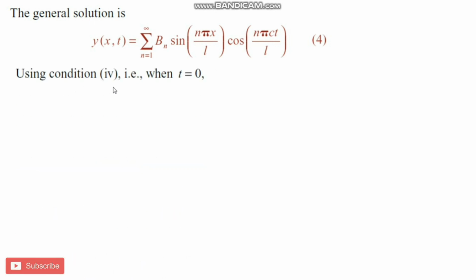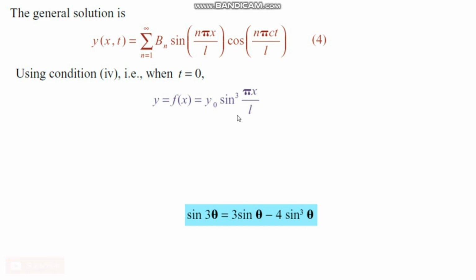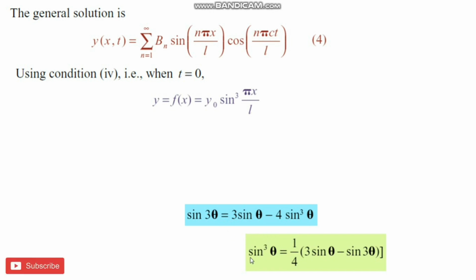Using condition number 4, when time t is equal to 0, we have the displacement. It is a non-zero condition. We know that this condition contains sine cube of πx/L. So resolve this sine cube πx/L in terms of only the multiple angles. Sin 3θ equals 3 sin θ minus 4 sin cube θ. We know this. Make sin cube θ the subject. It will be 1/4 (3 sin θ minus sin 3θ), where θ is πx/L.